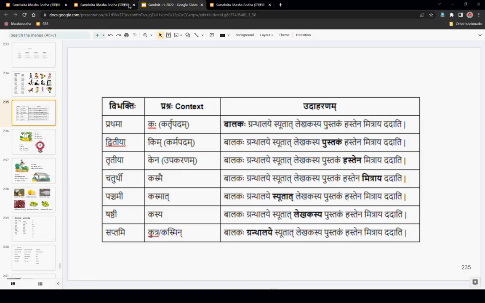So the question words we looked at here are kaha, kim, kena, kasya. These are the question words. We have to ask a question in a sentence to get the answer. Most of these questions go on the kriya padam. For example, pathati is the kriya padam. The kriya is the heart in a vakyam.